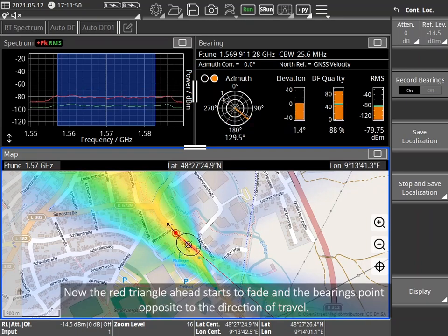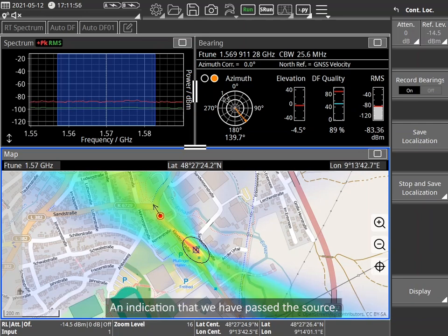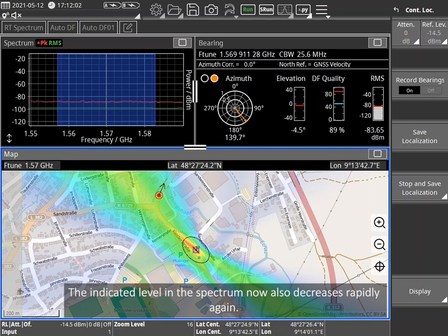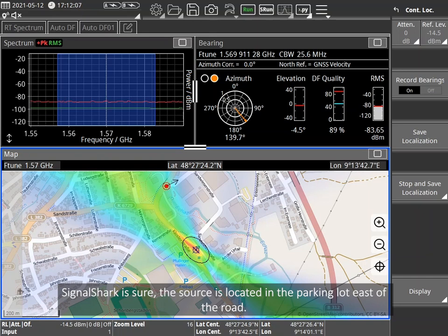Now the red triangle ahead starts to fade and the bearings point opposite to the direction of travel. An indication that we have passed the source. The indicated level in the spectrum now also decreases rapidly again. SignalShark is sure the source is located in the parking lot east of the road.